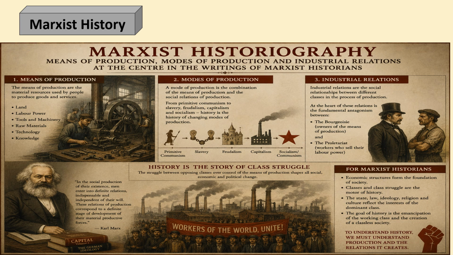Marxist history. The concern for the means of production, modes of production, and the industrial relations were at the center in the writings of Marxist historians. Accordingly, to analyze the impact of every social event of significance has remained the basic theme of Marxist historiography.